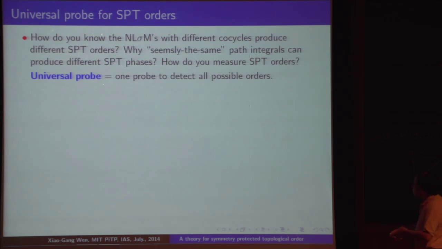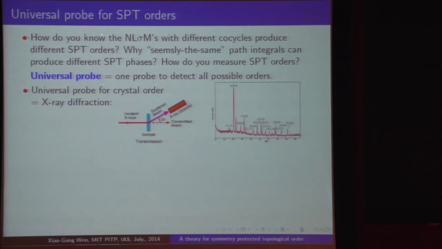And here we also wish to have a so-called universal probe. That is, you design one type of experiment, and the result from this one type of experiment can distinguish all possible phases. One nice example of a universal probe is X-ray scattering for crystal order. You just do this one experiment, then you can distinguish all crystal orders. So we call X-ray diffraction a universal probe for crystal order. So now we ask, what is the universal probe for SPT order?